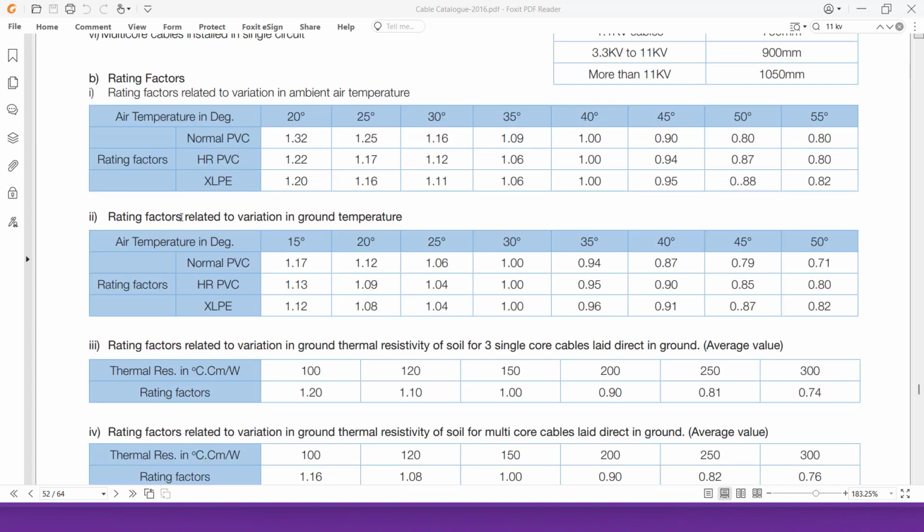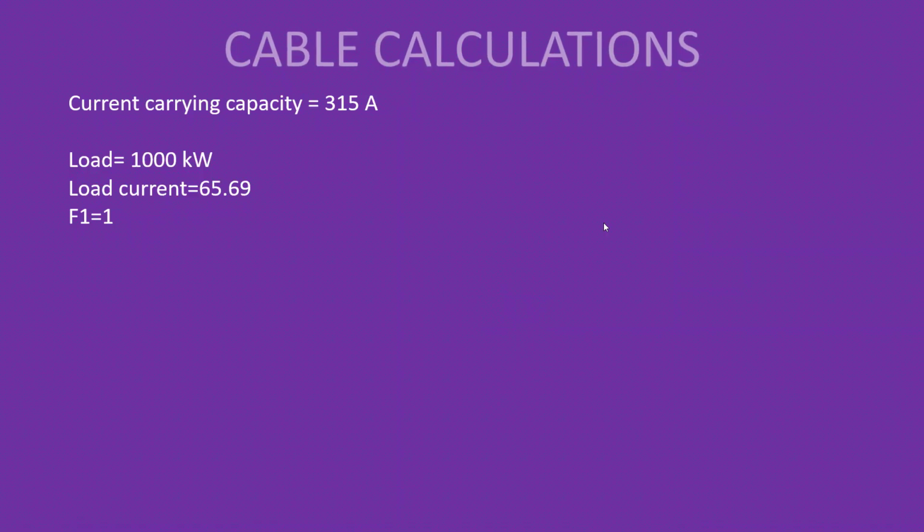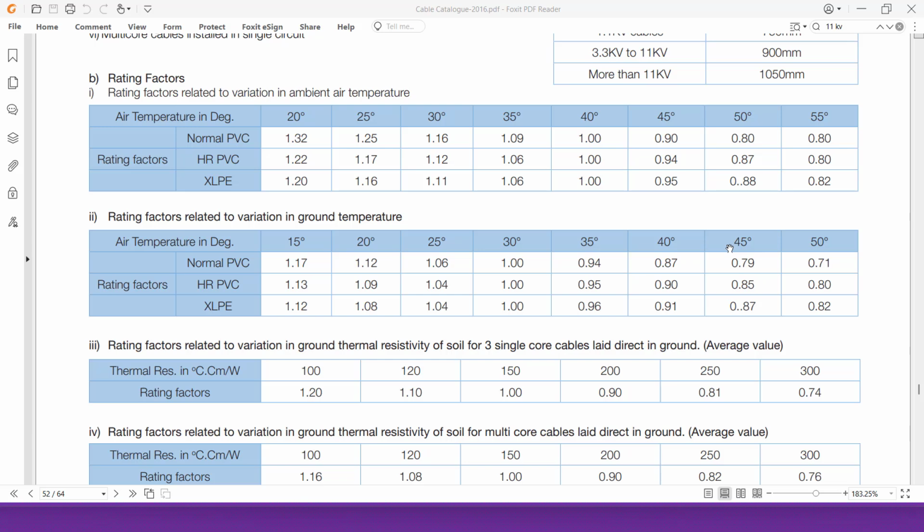The first rating factor is related to variation in ground temperature. Here you have to select the actual value for your area. I am assuming my ground temperature is 30 degree. Then my value for the XLPE insulation is 1. So F1 equal to 1. Then we have to find F2. F2 is the rating factor related to variation in ground thermal resistivity of soil. So I am assuming my thermal resistivity of the soil is 150. So my rating factor is 1.